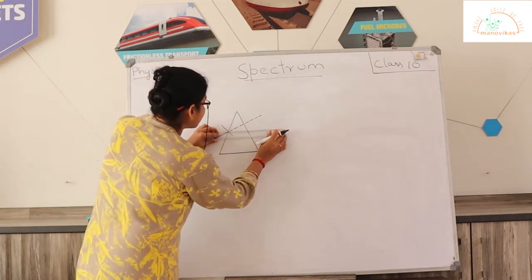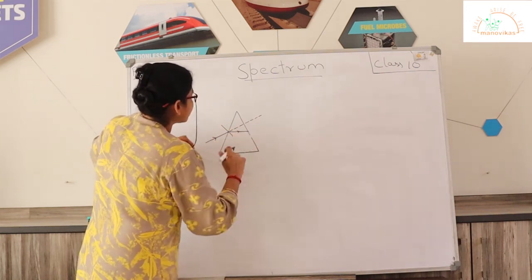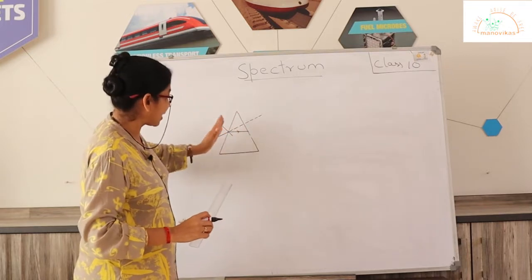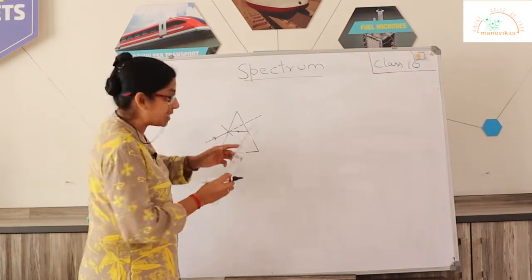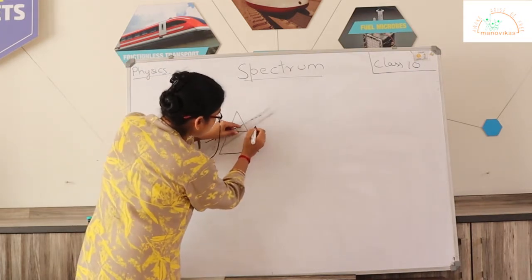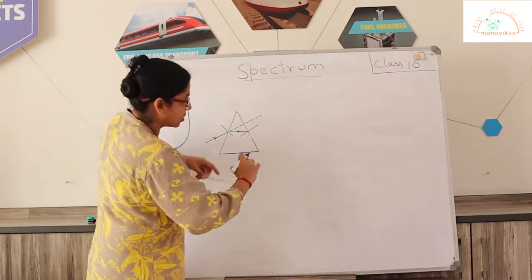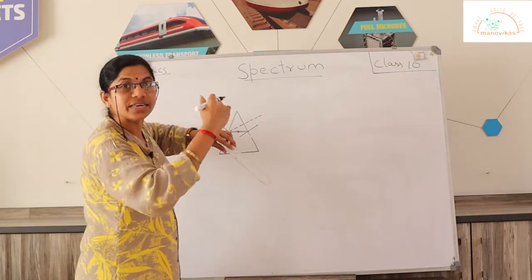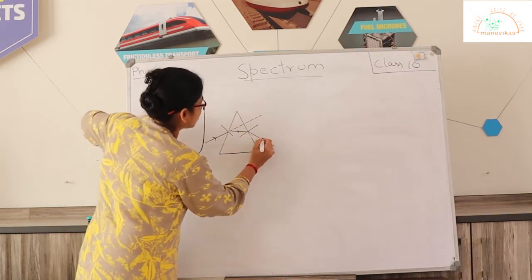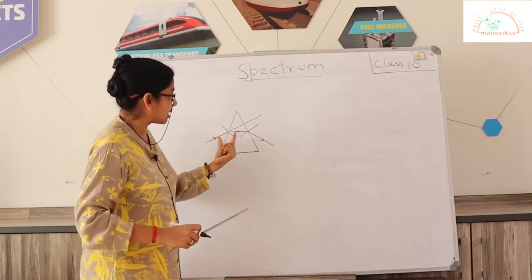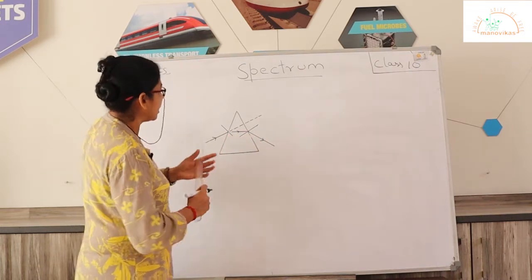So this prism deviates the ray from its path. There is refraction occurring at the air-glass interface, and at the second interface, if I draw a normal, you find this ray will bend further and deviate towards the base. So this is your incident ray, this is your refracted ray, and this is your emergent ray.